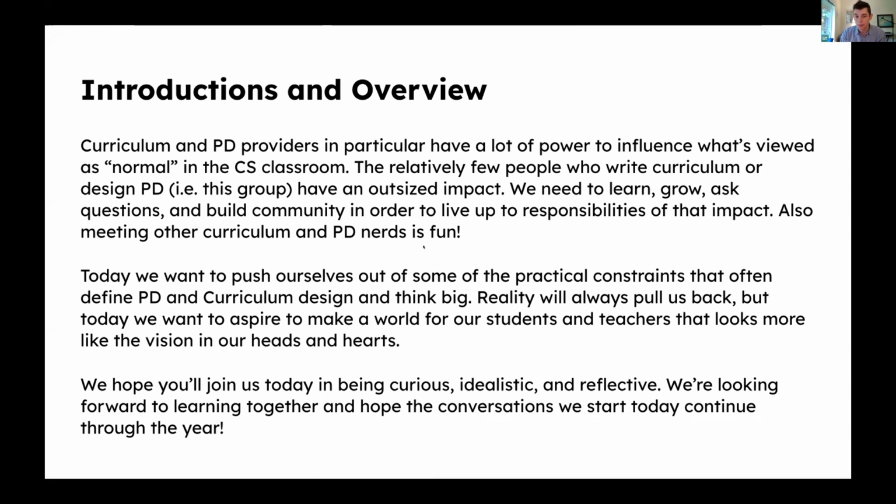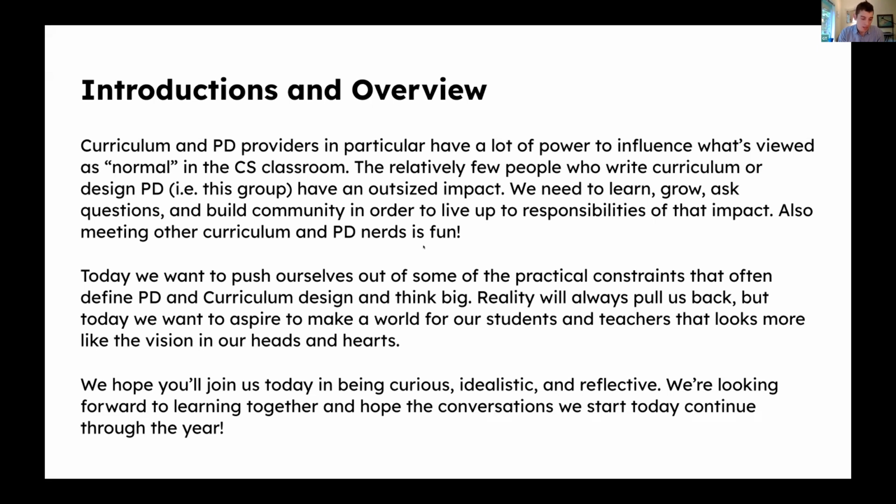So reality will always pull us back, but today we want to aspire to make a world for our students and teachers that looks more like the vision we have in our heads and hearts. So we hope you'll join us today in being curious, idealistic, reflective. We're really looking forward to learning together and hope that the conversations we start today continue through the year.